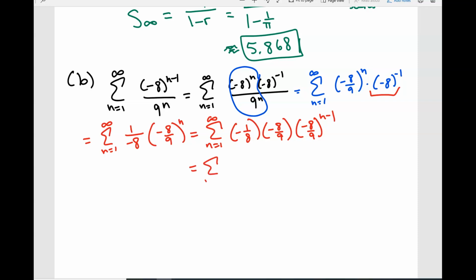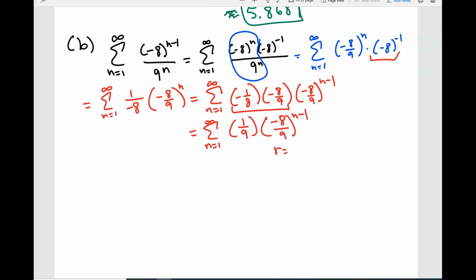So this equals the sum from n goes from 1 to infinity. This thing is just going to be a positive 1/9. That's what this guy is. And then I'm left with negative 8 over 9 to the n minus 1. Okay, so now we have it in terms of a geometric series. Now notice that r in this case is going to be negative 8 over 9. If I take the absolute value of this, it's going to be 8 over 9, which is still less than 1. So by geometric series, it converges.